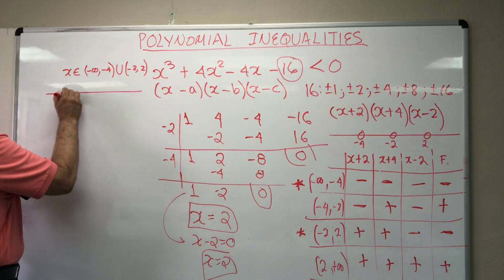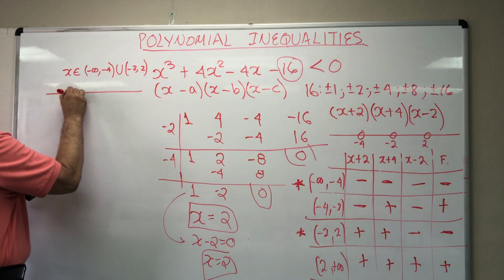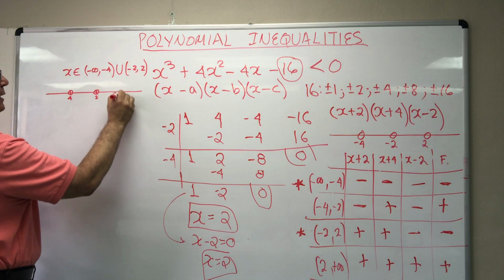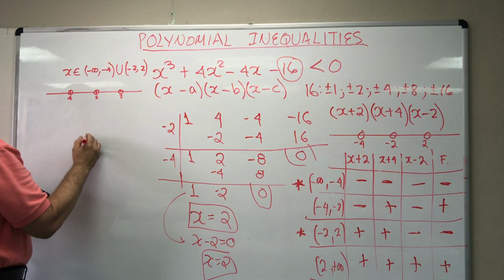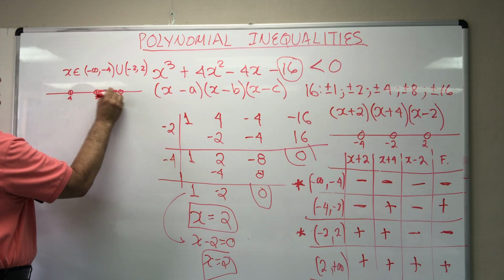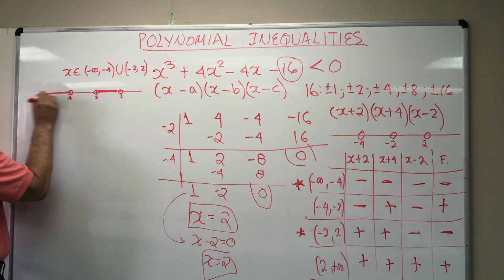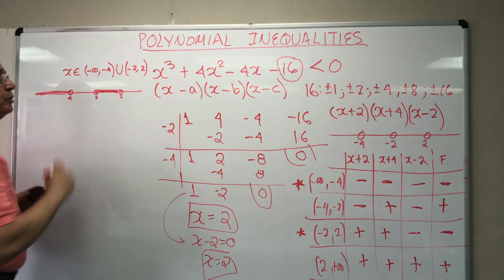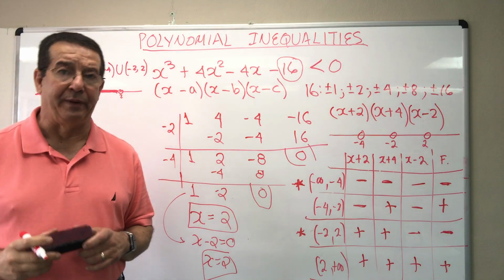You have negative 4 is open and negative 2 is open and 2 is open. And the solution is this, and this. Now, you graph the solution like this. This is the solution of my problem.